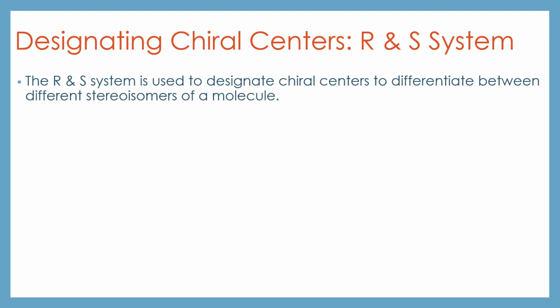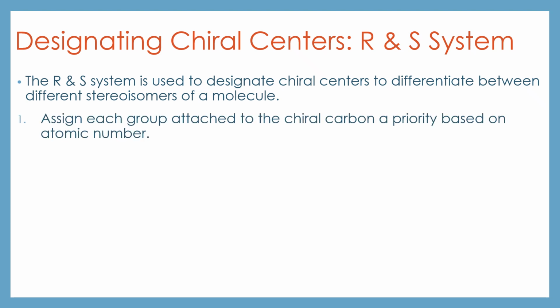We use the R&S system to designate chiral centers in order to differentiate between different stereoisomers of a molecule. The rules are that you first assign each group attached to the chiral carbon a priority based on atomic number. This is the Cahn-Ingold-Prelog system that we learned for EZ. And then you rotate the molecule so that the lowest priority is in the back. Typically, this is a hydrogen in a lot of the examples that we work.